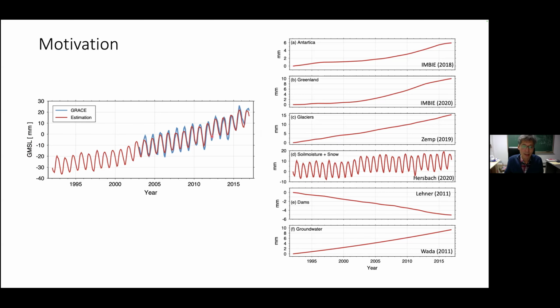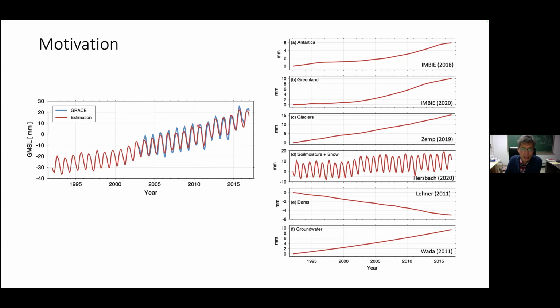And the red line is actually the estimation of global mass change from 1992 to 2016 based on these 6 different data sets. I used Antarctic ice mass loss, Greenland ice mass loss, mountain glaciers, soil moisture, snow, dams, and groundwater. And among these sea level rise contributors, it's quite surprising to see that groundwater depletion is a very large sea level rise contributor during these past 3 decades, comparable to mountain glaciers and Greenland.